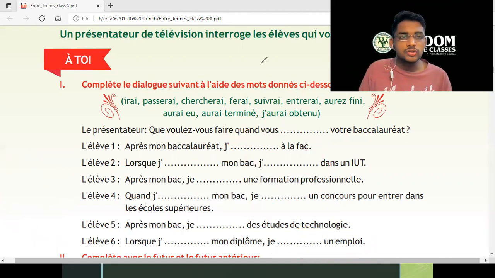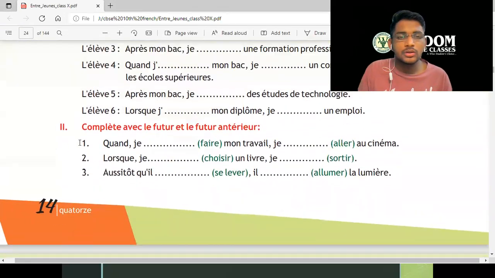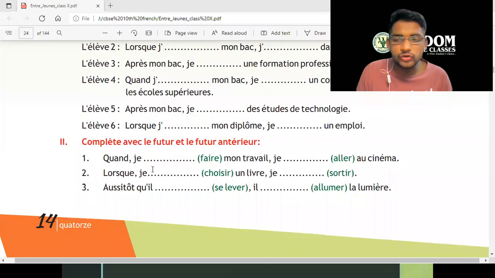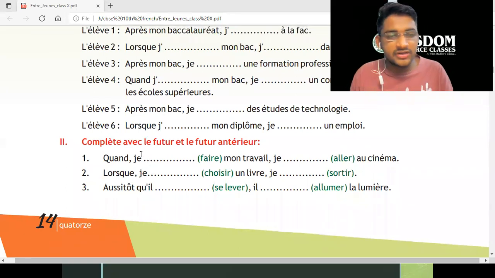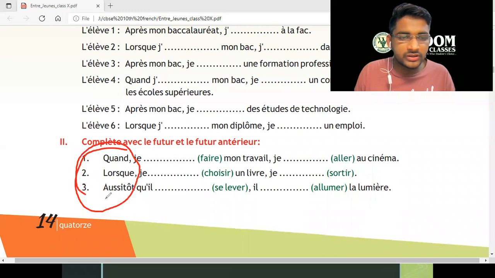ठीक है, चलो बच्चों लोग आगे के एक्सरसाइज पे बढ़ेंगे. अब हम क्वेश्चन नंबर 2 पे लिखा हुआ है कंप्लीट द फ्यूचर एंड फ्यूचर ऑन्टेरियर. ओके, सो फ्यूचर एंड फ्यूचर ऑन्टेरियर सबसे पहले मैंने बताया था. देखो ये तीनों वर्ड्स यहाँ पे दिए हुए, तो पहले हम जो वर्ड लिखेंगे फ्यूचर ऑन्टेरियर लिखने वाले हैं, और उसके बाद हम फ्यूचर सिंपल करेंगे.